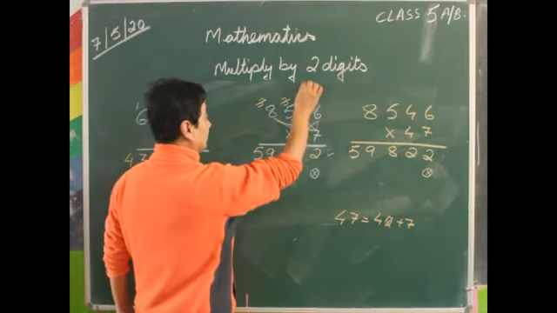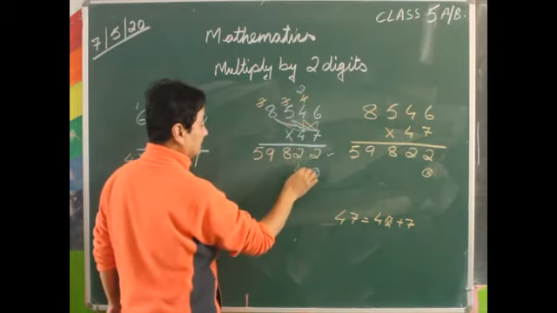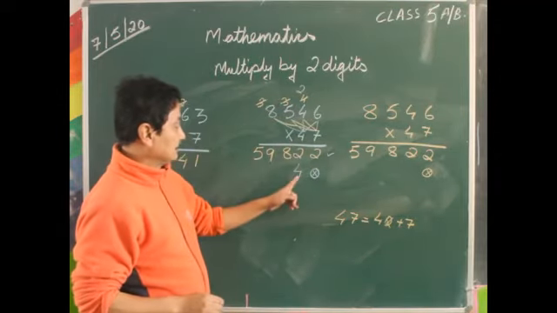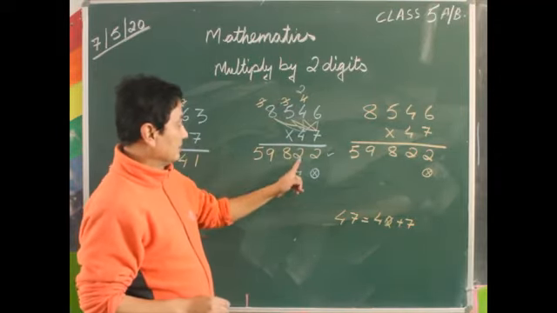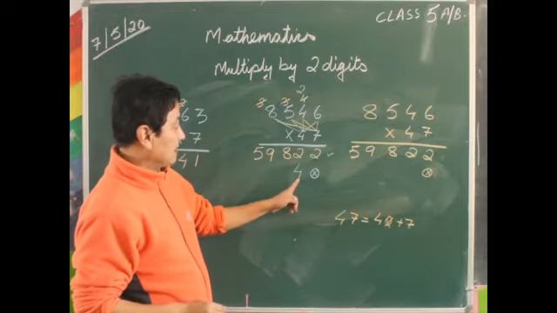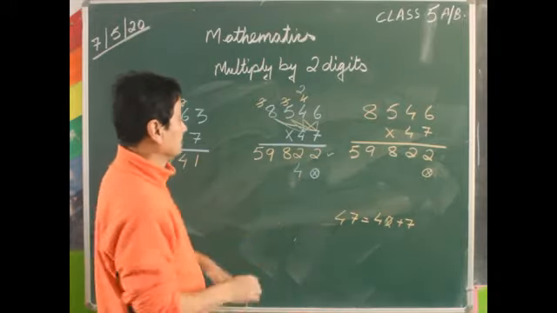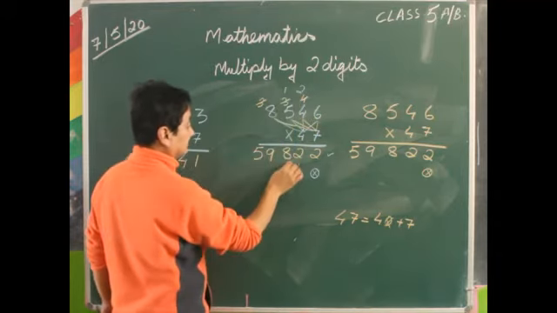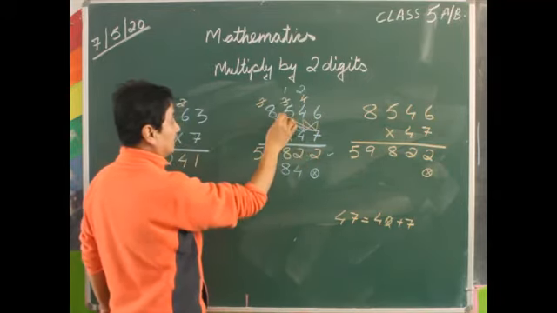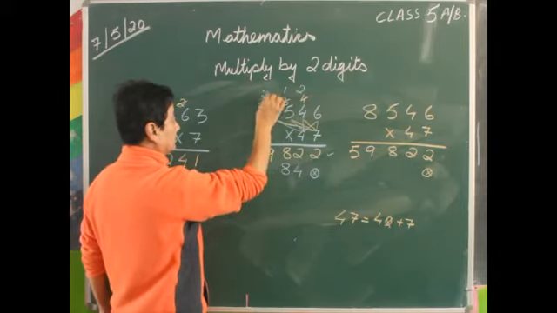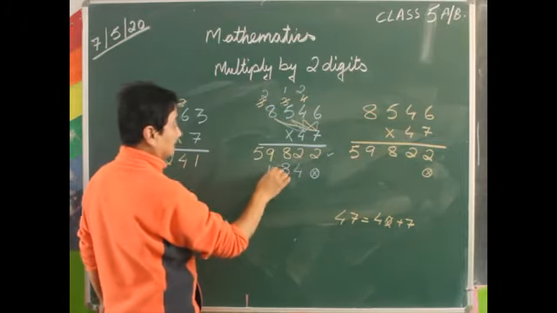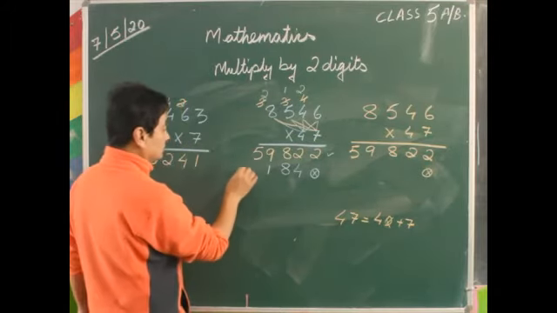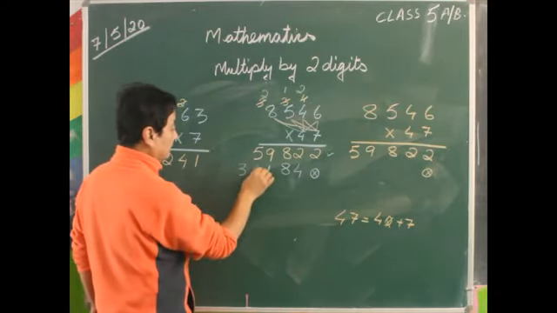4 sixes are 24. We must write this because we are multiplying in the tens place. So we must put this answer in the tens place. So 4 fours are 16 plus 2, 18. 4 fives are 20 plus 1, 21. 4 eights are 32. 32 plus 2, 34.